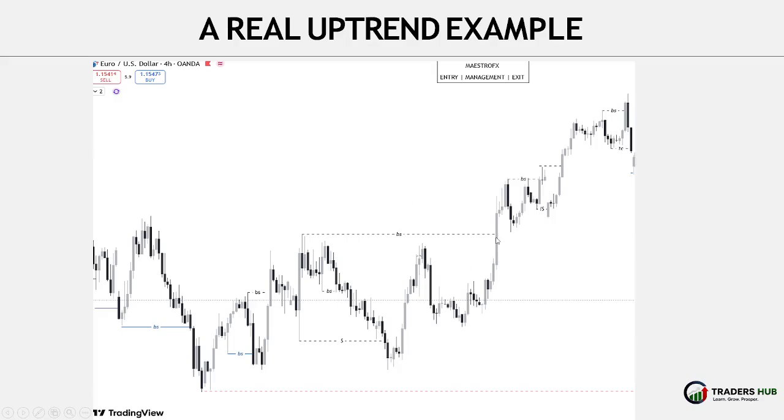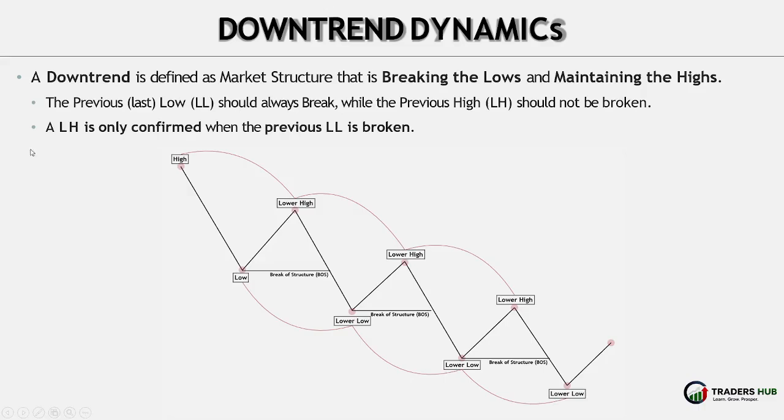That's how an uptrend behaves. Okay. Yes, the dynamics of a downtrend.